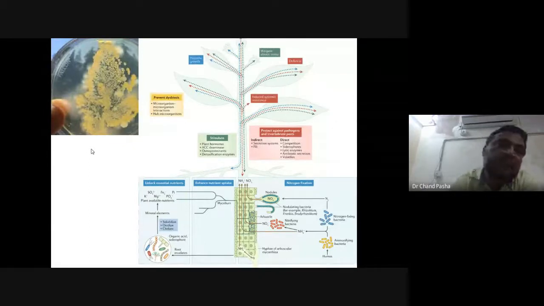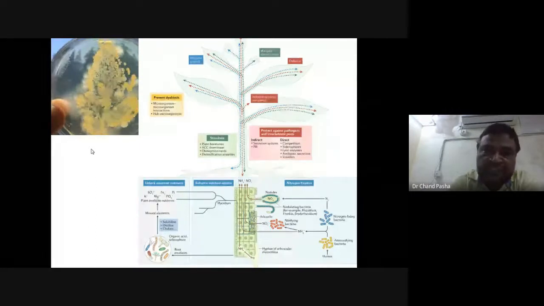So what happens when they are making a layer on the leaf? When the pathogen comes over there, it has to face these good bacteria first. So the prevention of disease is possible there. Okay. So sometimes directly or indirectly they will help in controlling diseases.